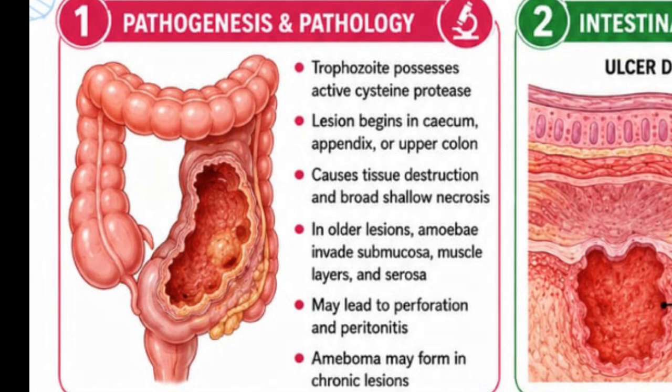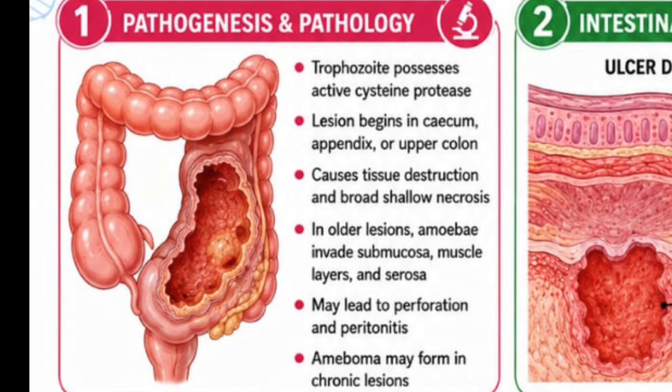So how does this affect the intestine? And you see here now, the erosion of the large intestine is much deeper than the one we see in Balantidium coli. So what happens? The trophozoite possesses active cysteine proteases. In that one too, they release what we call proteolytic enzymes that start eating the wall of the mucosa. But this one, the trophozoites now release active cysteine proteases.